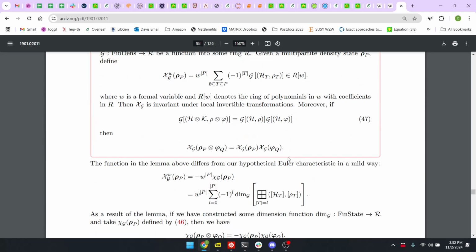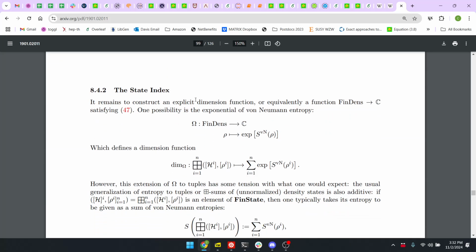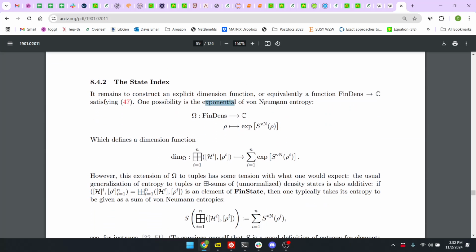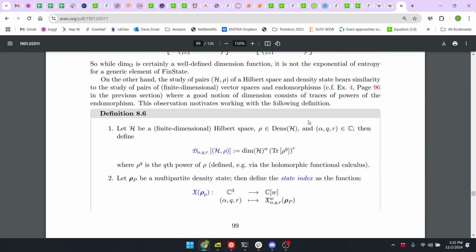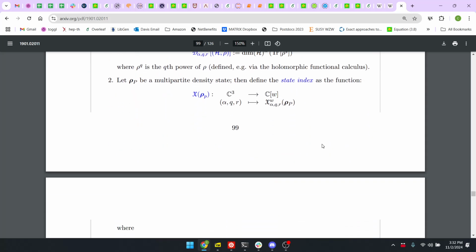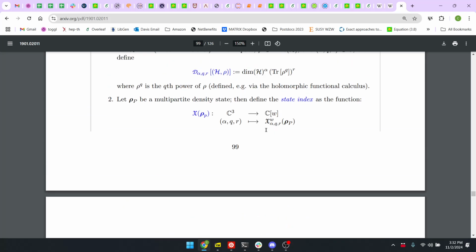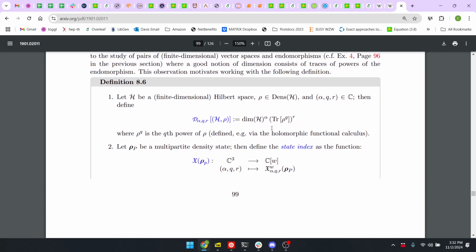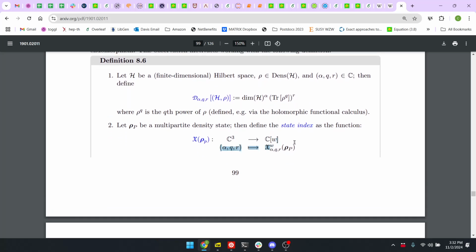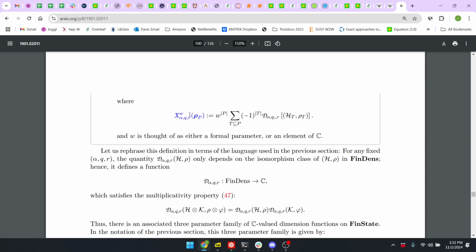And he has these box diagrams. Here we go. Here's an explicit state index. Okay, one option is the exponential of the von Neumann entropy, but that's probably bad. Because I remember it had a bunch of variables. Yeah, it had like an alpha. We define the state index as the function. But he didn't tell us what this math script x is.